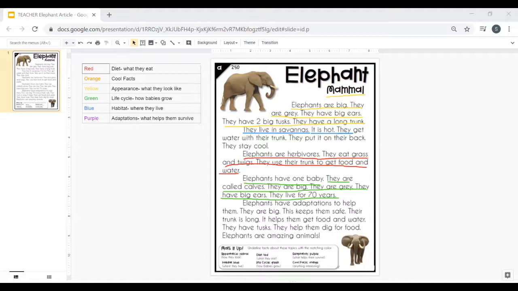They get water with their trunk is not about where they live, so I'm not going to underline that. I only want to underline that it is hot. So let's go back to drawing.